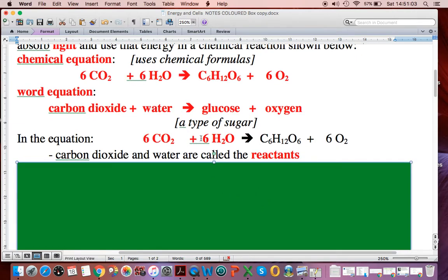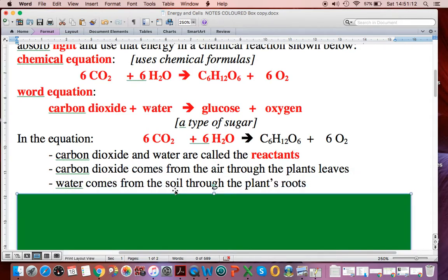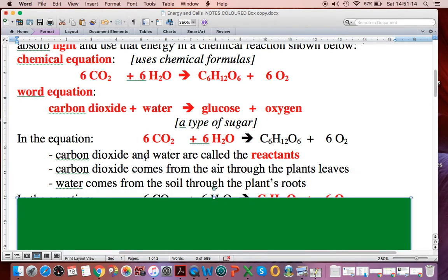Now I've shaded in the left side, and those are called the reactants. These are the materials needed to make the reaction happen. They have to be gathered. This is only happening in plants. So the carbon dioxide is coming from the air through the plant's leaves, and the water comes through the plant's roots that are in the soil.